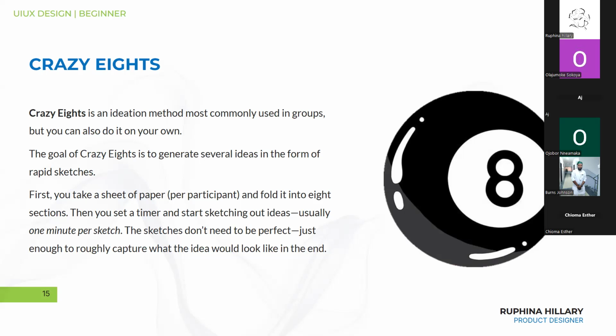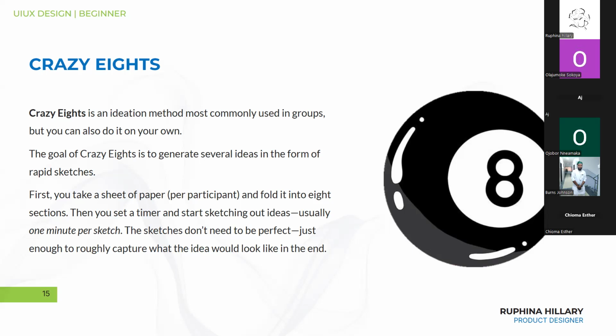So you set a timer and you start sketching out ideas, usually 1 minute per sketch. The sketches don't need to be perfect, just enough to roughly capture what the idea would look like in the end. The reason why we usually employ this crazy eight, which is a bit crazy, like the name implies, is that we want to remove the pressure of perfection. Because if you leave someone alone with the 8 minutes given, they might use it to just sketch one idea.